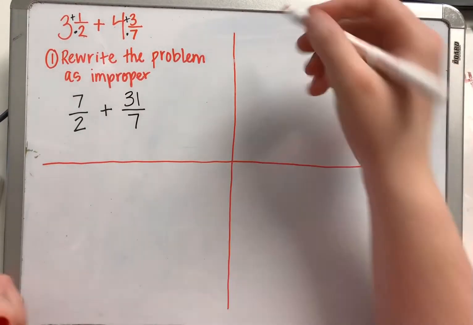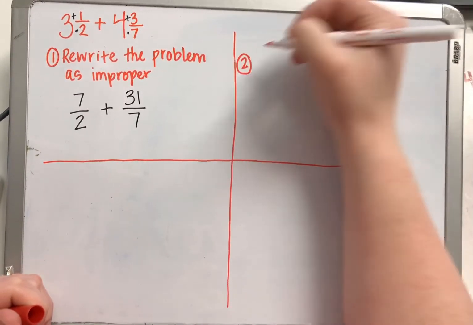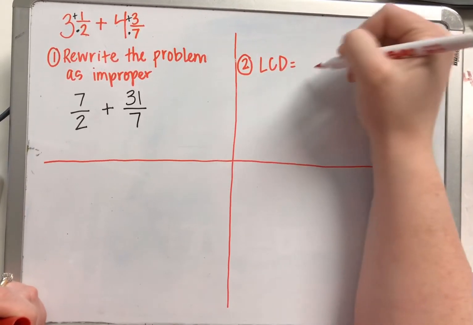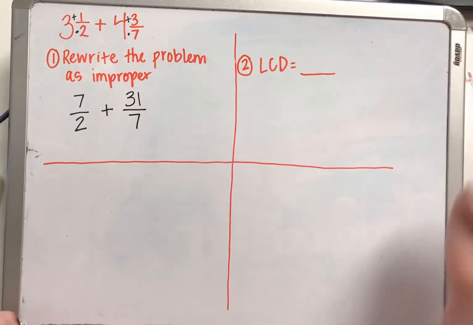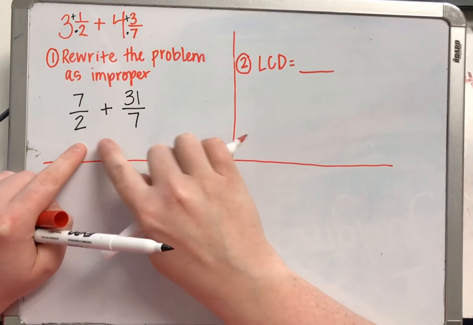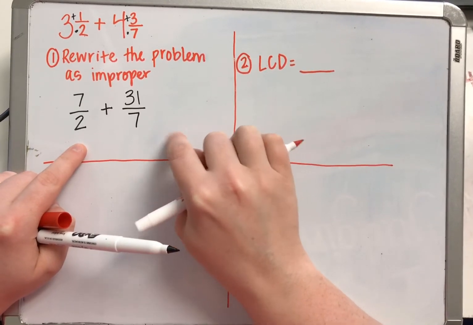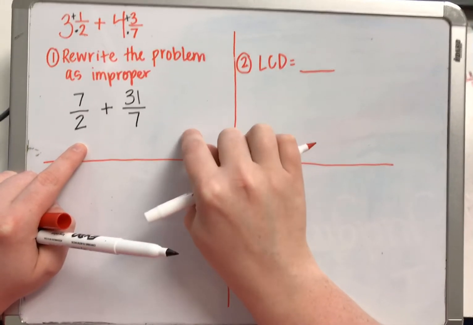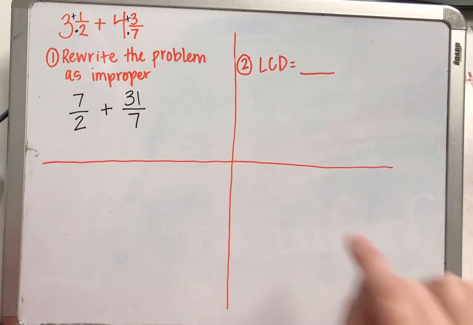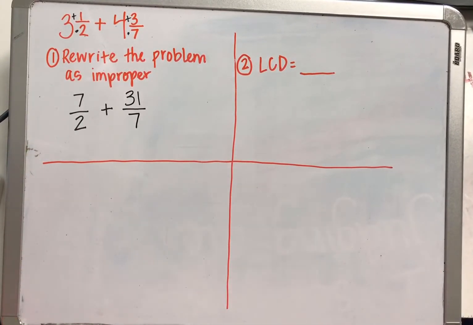Now the second box, this is where you go to find your least common denominator. Because remember, you cannot add or subtract fractions if they do not have the same denominator. So for example, I would not add these and get 9 as my denominator. That is just not what you can do.